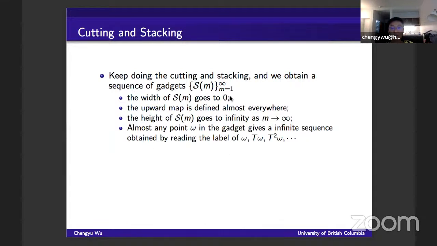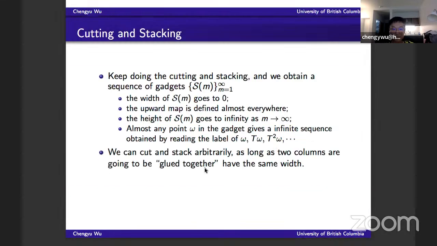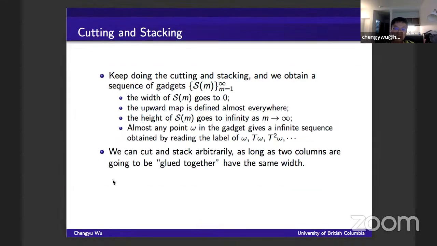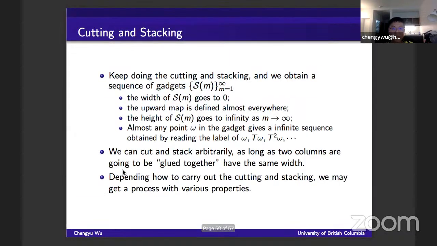Yeah, so basically here is how it goes, and because I don't have enough time, I'll just skip it. Here is the important thing: we can cut and stack the gadget arbitrarily, as long as whenever you want to glue two columns together, they have the same width. Otherwise, you cannot glue them together. So basically, you have a lot of freedom in doing this. And depending on how you carry out the cutting and stacking, you may get a process with various properties.